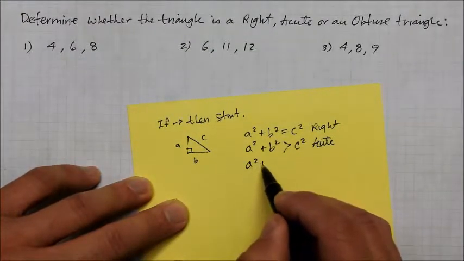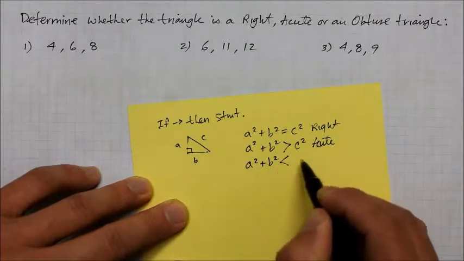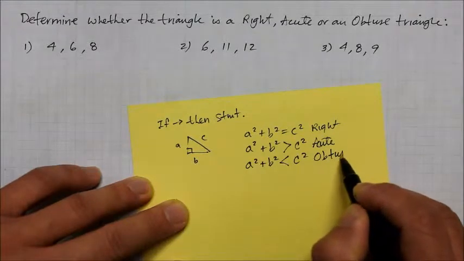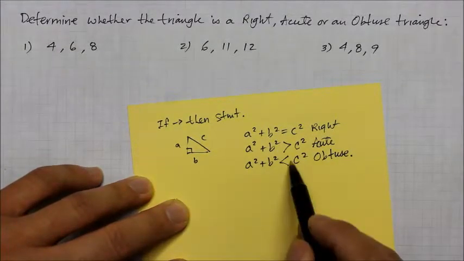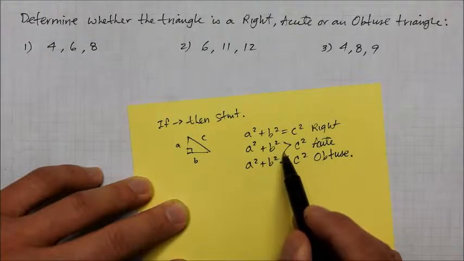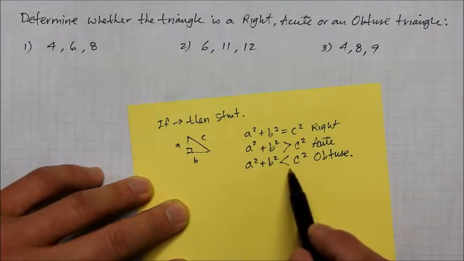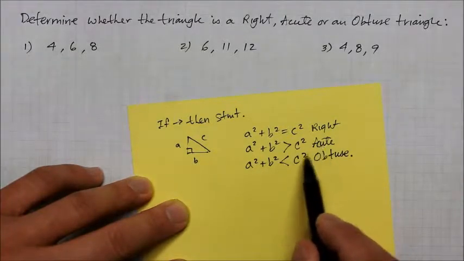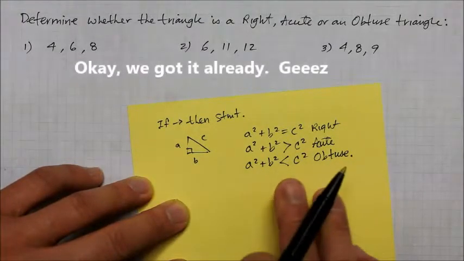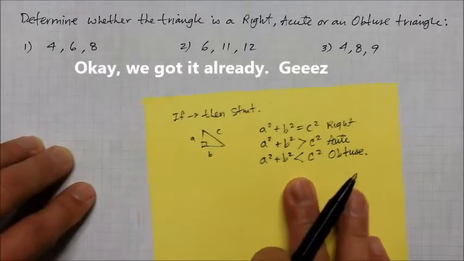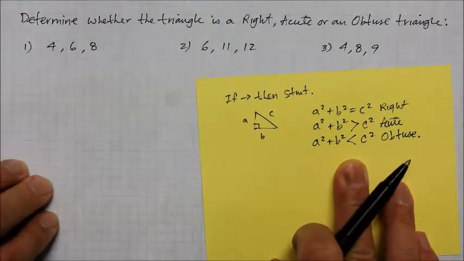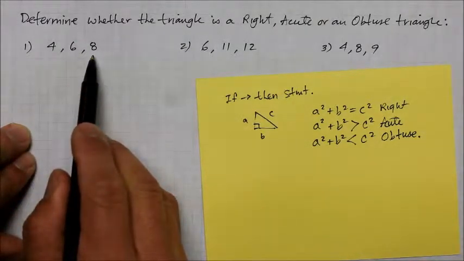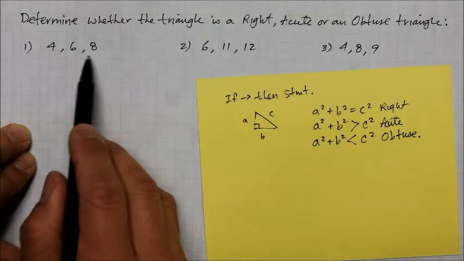And if a squared plus b squared is less than c squared, this is considered an obtuse triangle. If it's greater than, it's acute. If it's less than, obtuse. Greater than, acute. Less than, obtuse. Remember that condition. Now let's use the converse of the Pythagorean theorem and try to determine if these given sets of numbers are in fact right, acute, or obtuse.